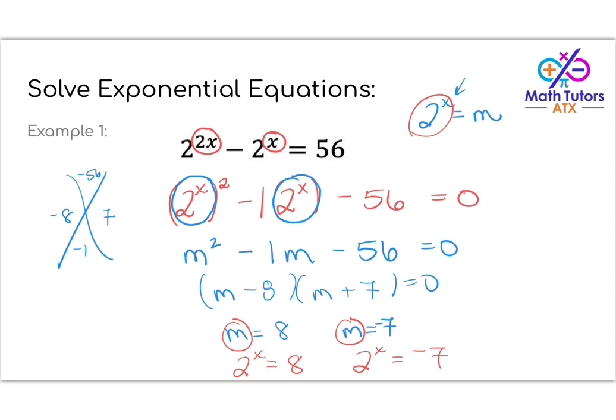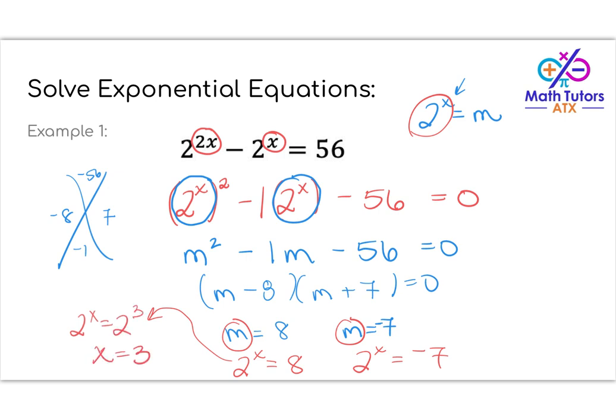Now, this is actually a really nice one. If you look at the lesson where we solved using common bases, or maybe you can just see that 2 to the what gives you 8. So 2 to the x equals 2 to the third. So we can see x equals 3.